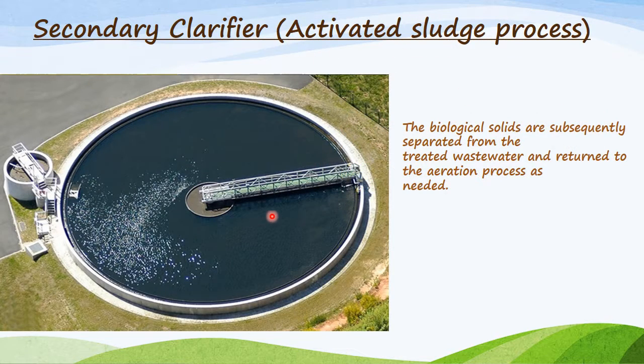This is called the secondary clarifier. In this secondary clarifier, sludge is removed, and part of it is returned to the aeration tank, and the other part is wasted. So this is a circular tank. In this circular tank, the water looks gray in color because of this activated sludge.